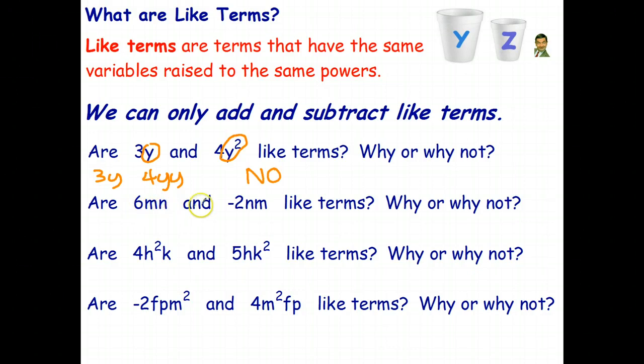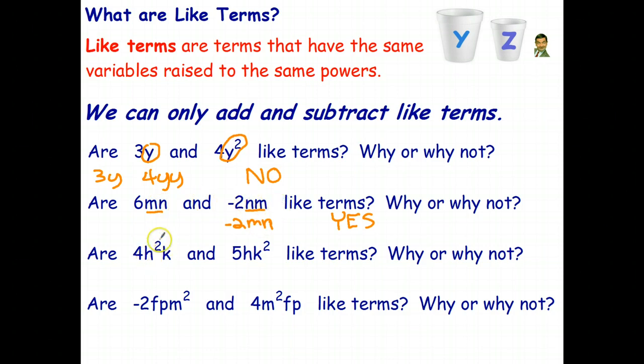What about 6mn and negative 2nm? Well, here the letter part is m times n. Here the letter part is n times m. But keep in mind, because we're multiplying, we can rewrite that in a different order. So that is really 2mn, that's 6mn. The letter parts are the same. So the answer is yes. And the reason is it's because we have the same variables raised to the same power. So if we're multiplying, the order doesn't matter.